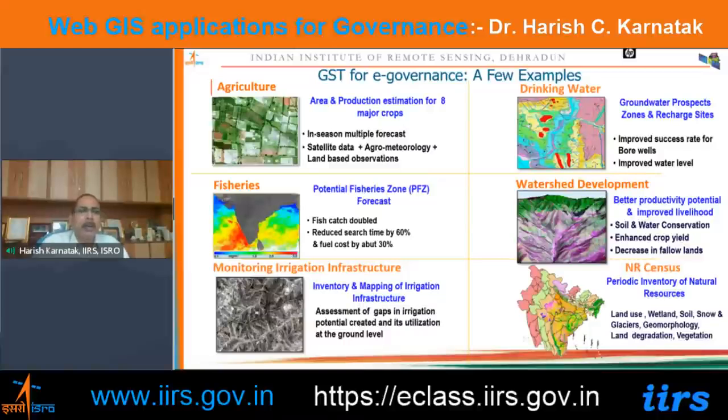There is a center called the National Crop Forecasting Center in Delhi. It is established on the Pusa campus, and they provide this information at regular intervals through a WebGIS platform, through which you can access the data sometimes as physical data as well as through API and web services. Then we have the program called Potential Fishing Zone, or PFZ forecast.